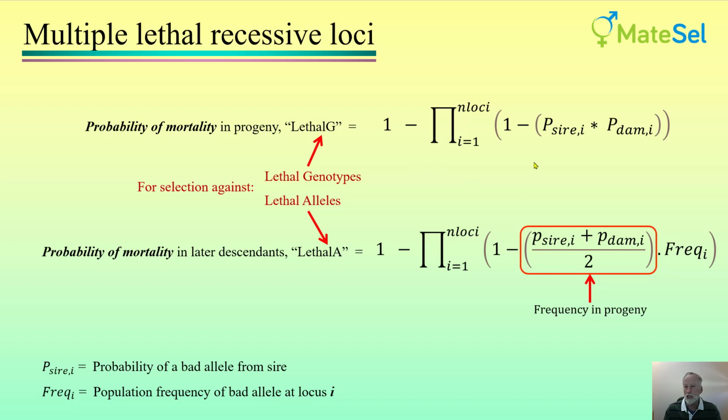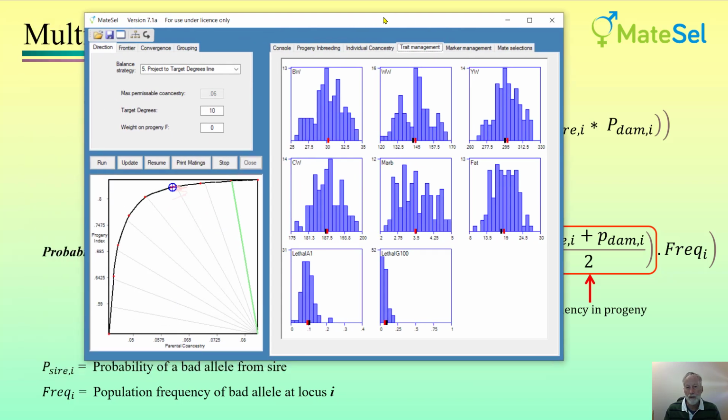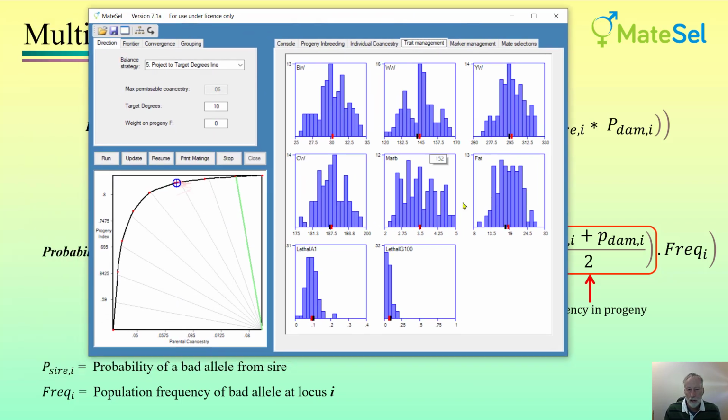And later we'll look at swapping these constructs out for other constructs that reflect other target patterns of inheritance. But let's stick to the multiple lethal recessive loci and look at what happens in MateCell. So here we have our two traits, lethal A and lethal G, and the red ticks showing the current solution averages, the black the average of the candidates, and we have more or less the same means there, not much difference. Let's look at lethal G.